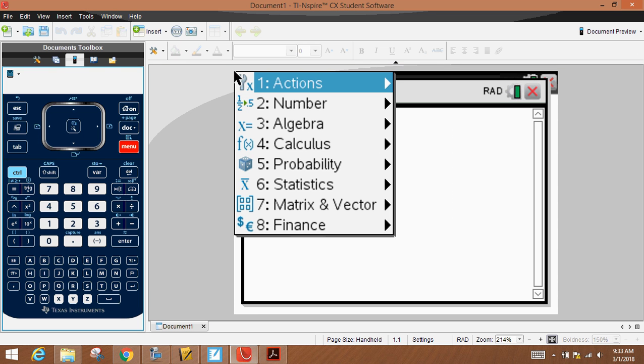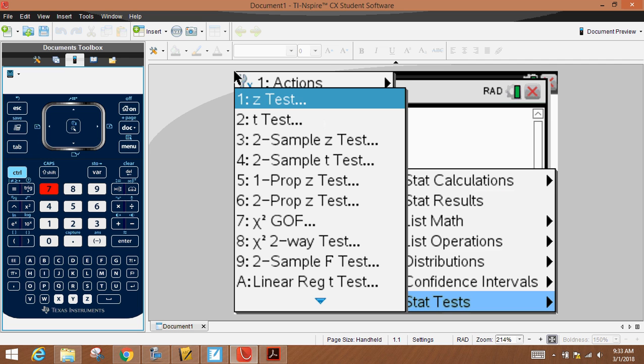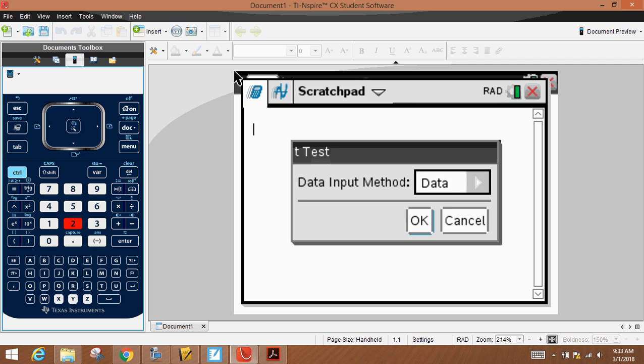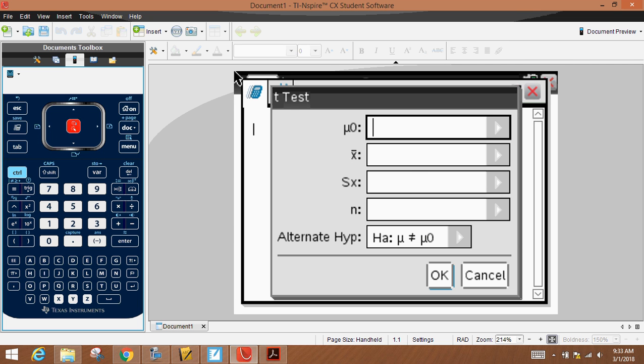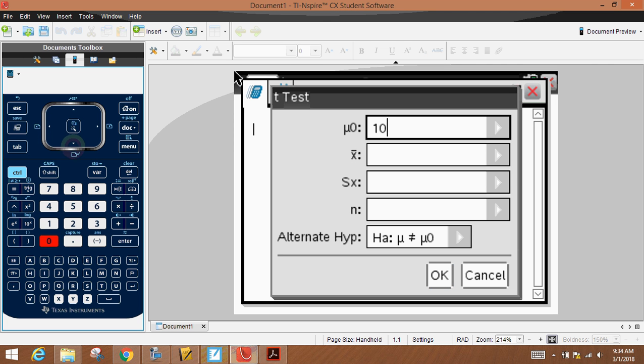Now we're going to go menu, statistics, stat tests, and we're going to do a t-test. We are not going to use data. We're going to use statistics. I forget what our, you know what, it was 10 and greater than. So we got 10. Do we have X bar? They've just given us a T statistic.